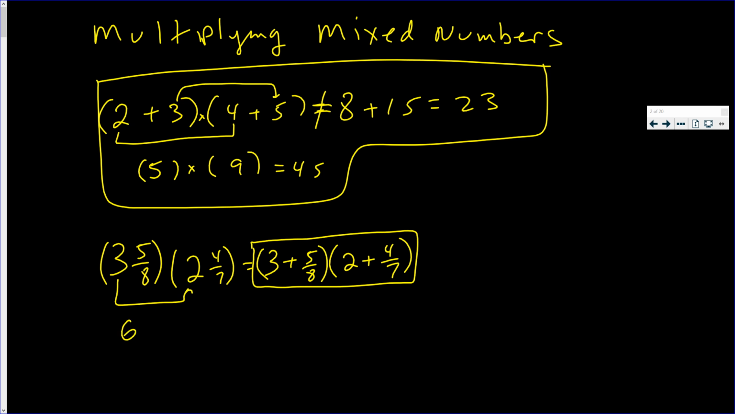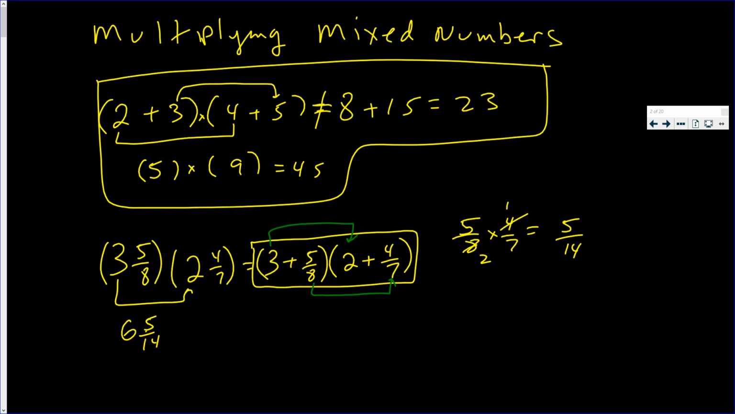3 times 2 is 6, and then multiply the two fractions, and, well, 4 goes into both of these numbers, and get 5 over 14, 5 times 1 over 2 times 7, and say, I'm done. But there's a problem here. We just multiplied the first numbers, and we multiplied the second numbers, and then we added them together.